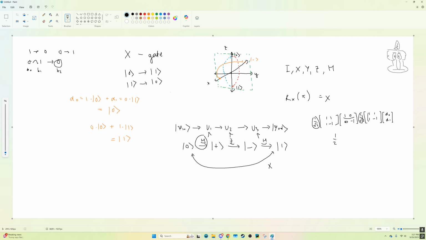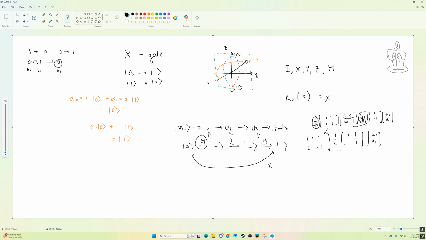So we get 1, 0 and 1, 1 will give us a, and I'm going to move this Hadamard right here so I'm not forgetting about that. I'm just multiplying these two together right now. So 1, 0 times 1, 1 is going to give us a 1. 1, 0 times 1, negative 1 is going to give us a 1. This is going to give us a negative 1. And then 0, minus 1 times that is going to give us a positive 1. And then this times alpha 0, alpha 1.